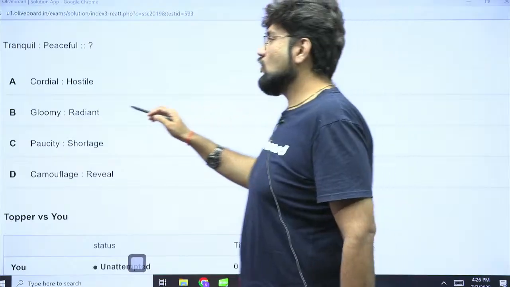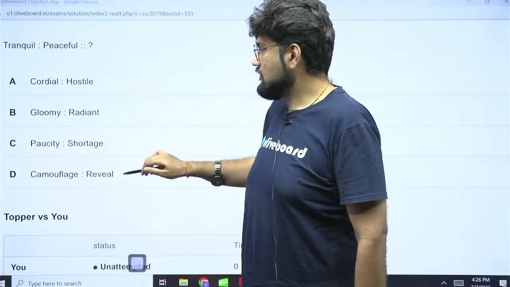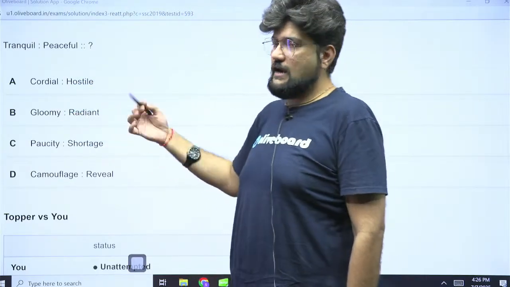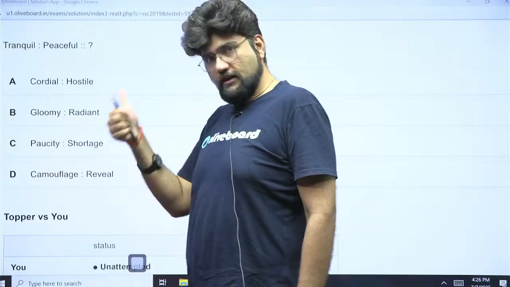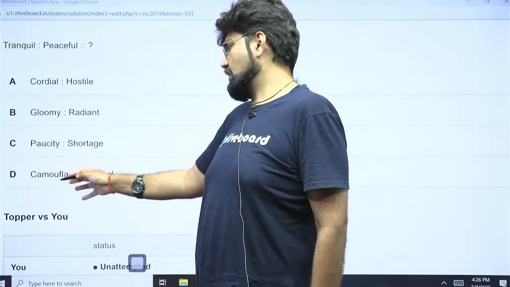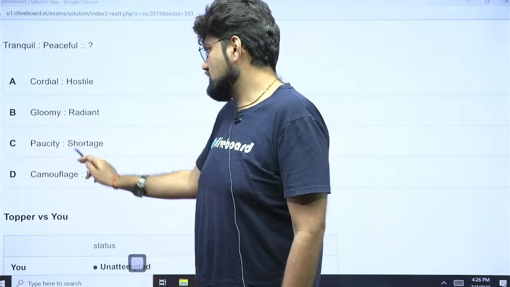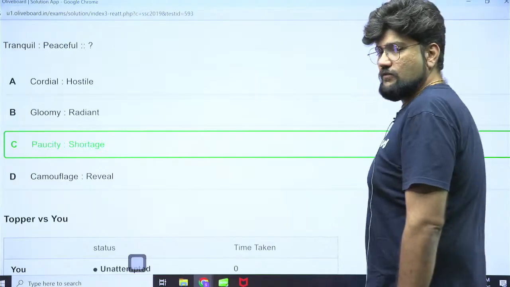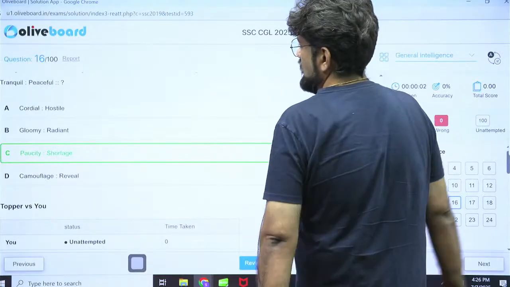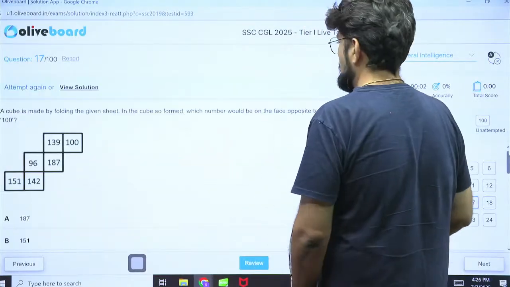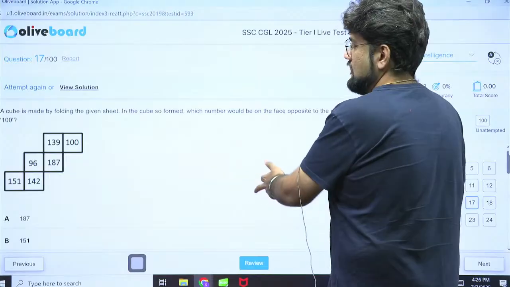Now cordial and hostile is definitely their antonyms. Gloomy and radiant, antonyms. Paucity and shortage, synonyms. Of course, camouflage and reveal, antonyms again. So option C becomes my correct answer. We are looking for synonyms here. Cool. Paucity, scarcity, shortage, everything are one and the same.